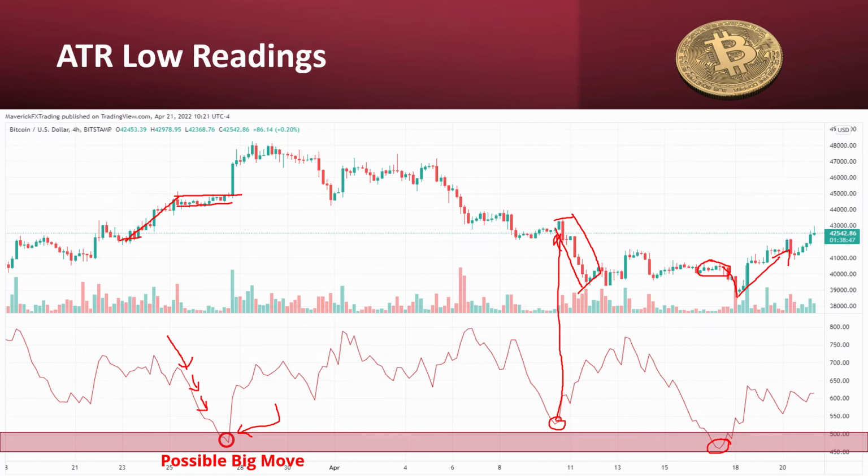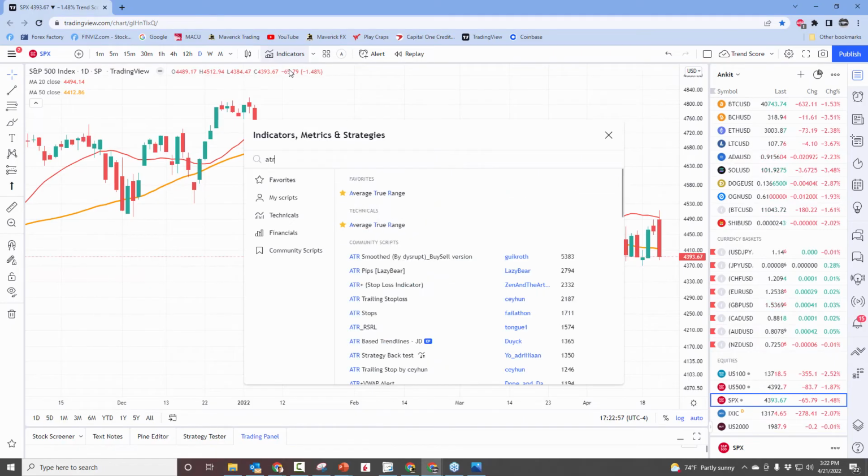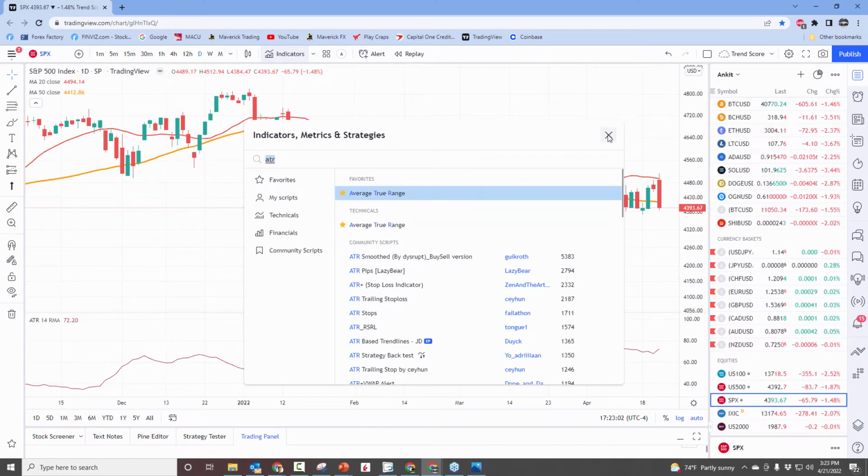So what I want to do now is jump into some charts and take a look at some charts together. All right, so I'm going to go ahead and add ATR. You can see it's going to be defaulted to 14.